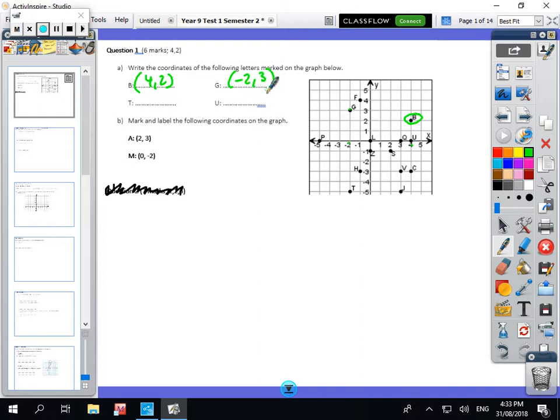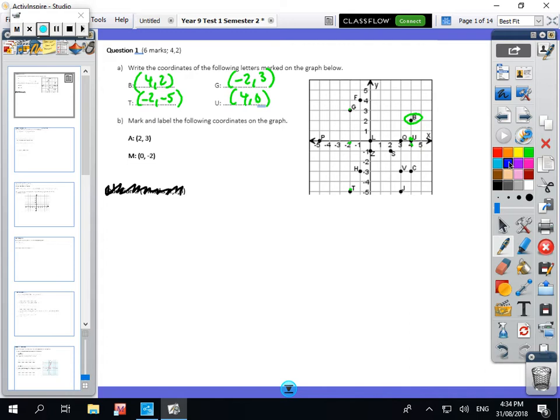T, down here, is minus 2, minus 5. And U is there, so it's 4 in the x and 0 in the y.